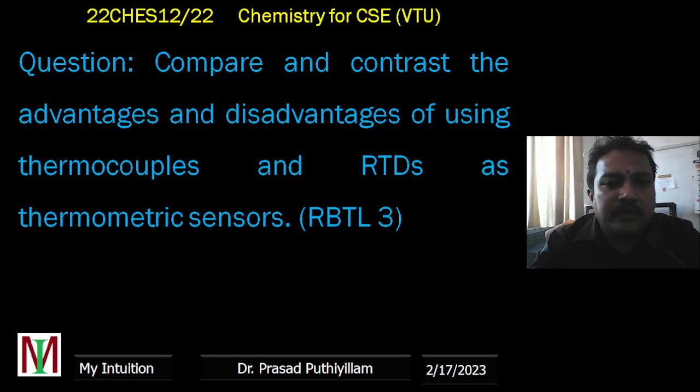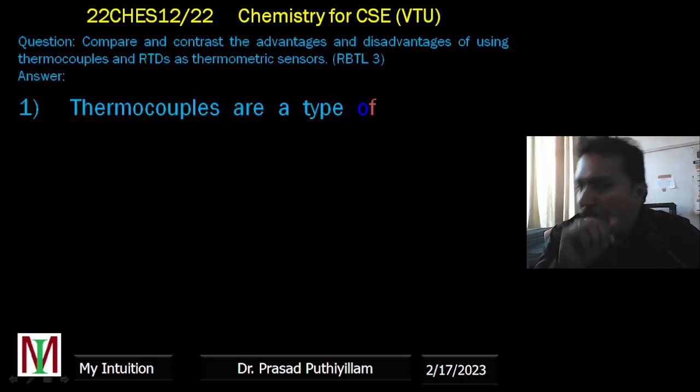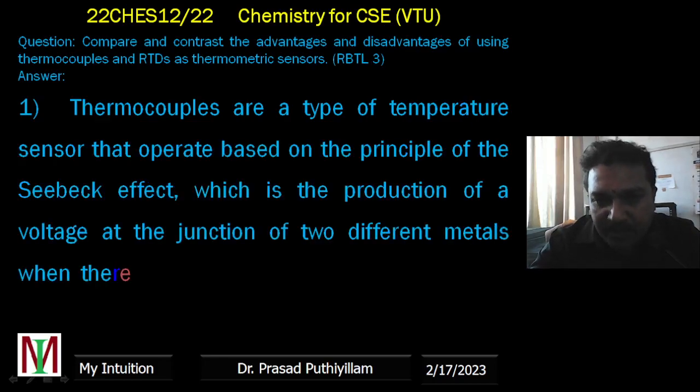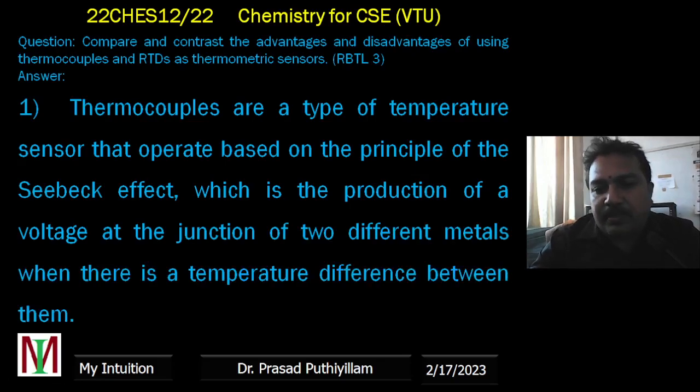Compare and contrast the advantages and disadvantages of using thermocouples and RTDs as thermometric sensors. So we will be explaining what a thermocouple is and what RTDs are. Thermocouples are a type of temperature sensor which operate based on the principle of the Seebeck effect, which is the production of a voltage at the junction of two different metals when there is a temperature difference between them. That means if two different metals are kept in contact with each other and there is a change in temperature, there will be a voltage difference that is measured using the Seebeck effect, which is used in the thermocouple.